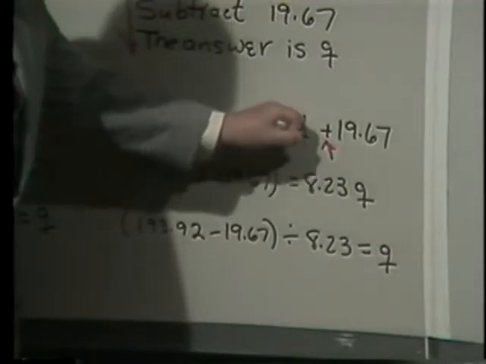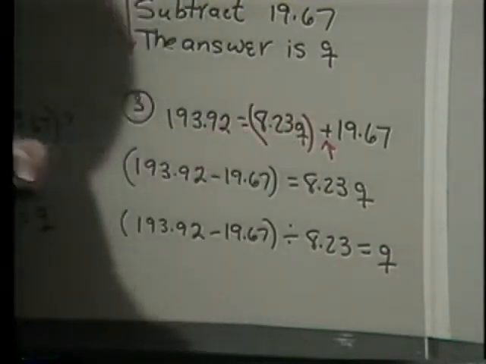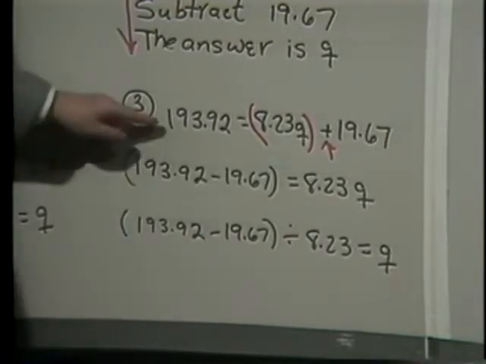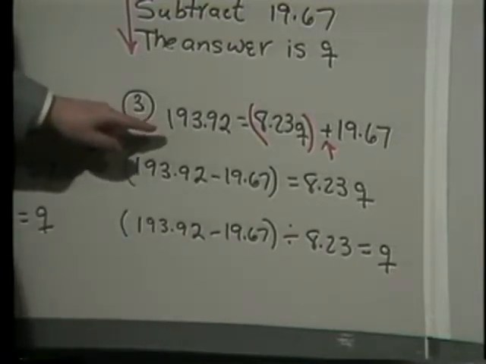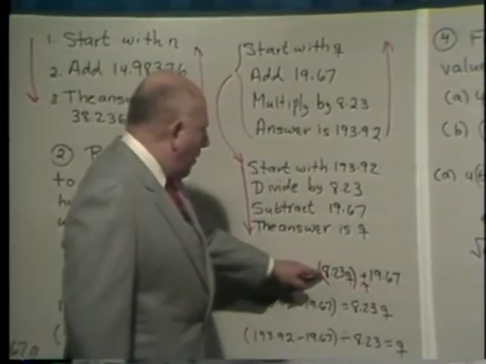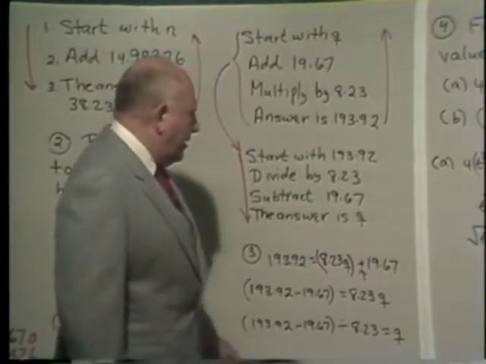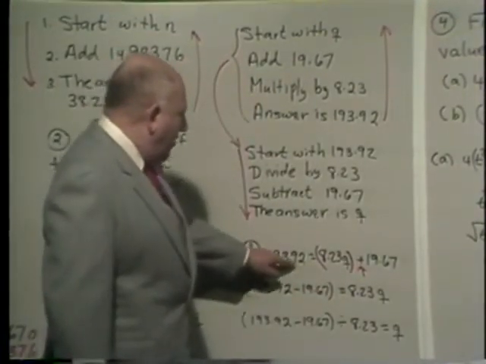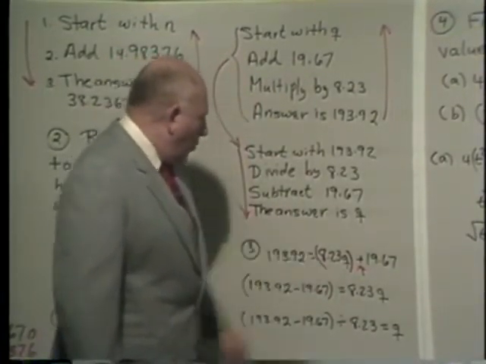When there are no grouping symbols, the parentheses dictate them. And you see, what this problem says is you start with Q, then you multiply by 8.23, then you add 19.67, and if the answer is 103.92, what was Q?